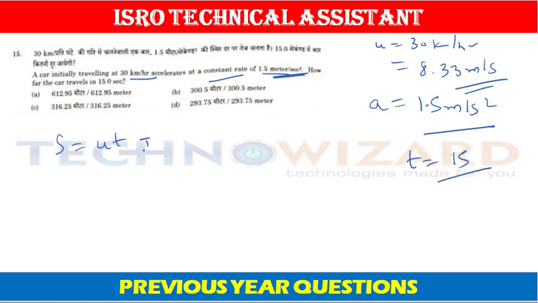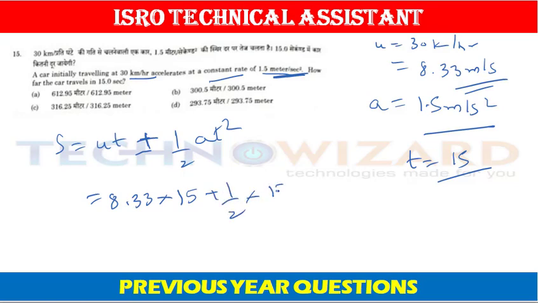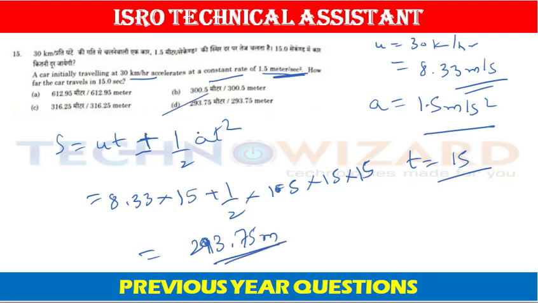Here we will put this formula as ut plus half at square, and u is given as 8.33 into t is given as 15 plus half, a is given as 1.5 and t is given as 15 into 15. On calculating this, you will get 293.75 meter as the distance covered. Therefore option D is the correct answer.